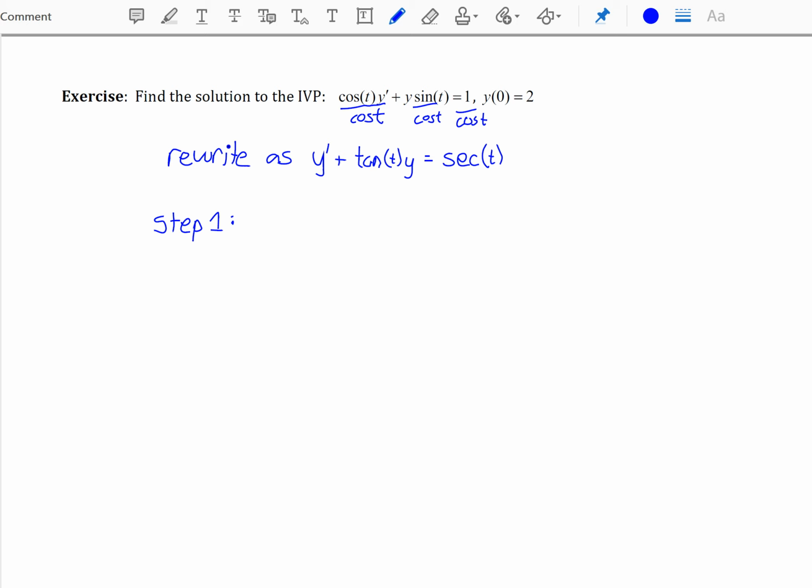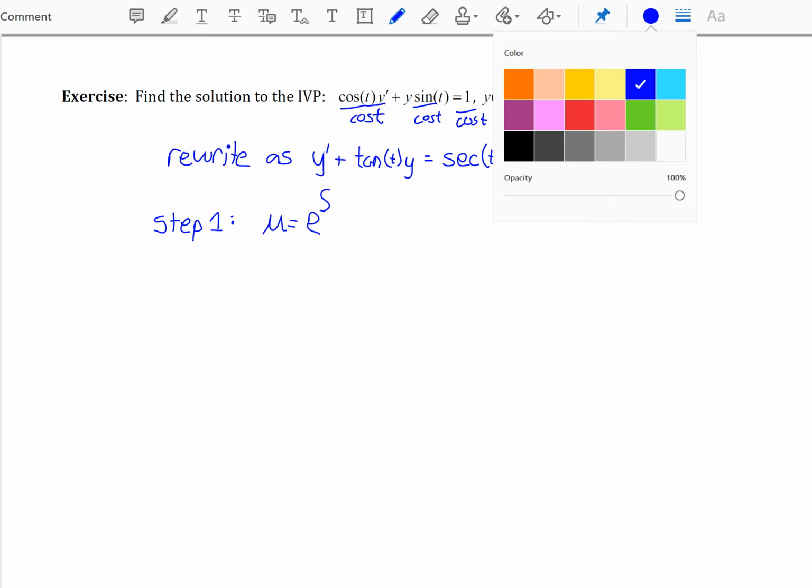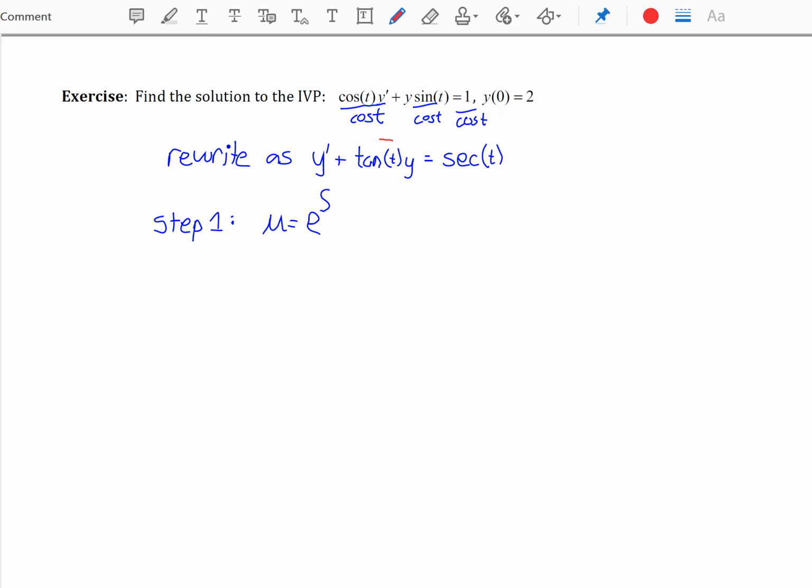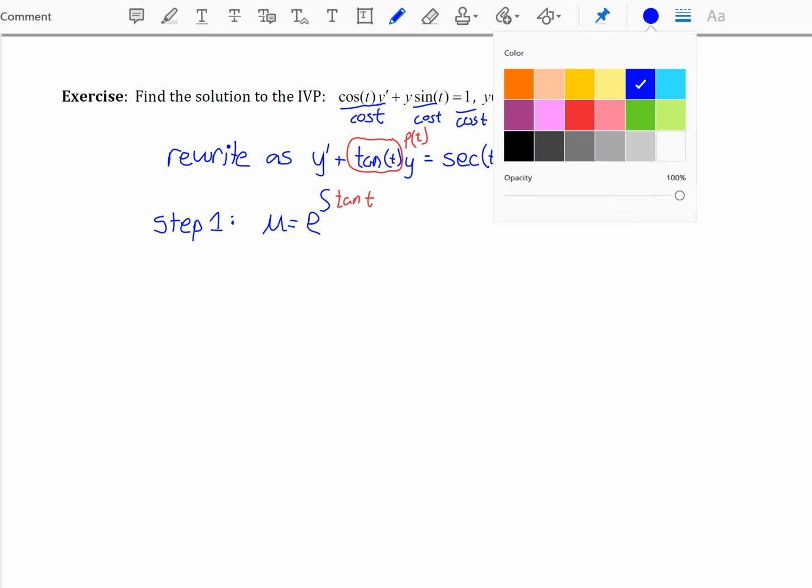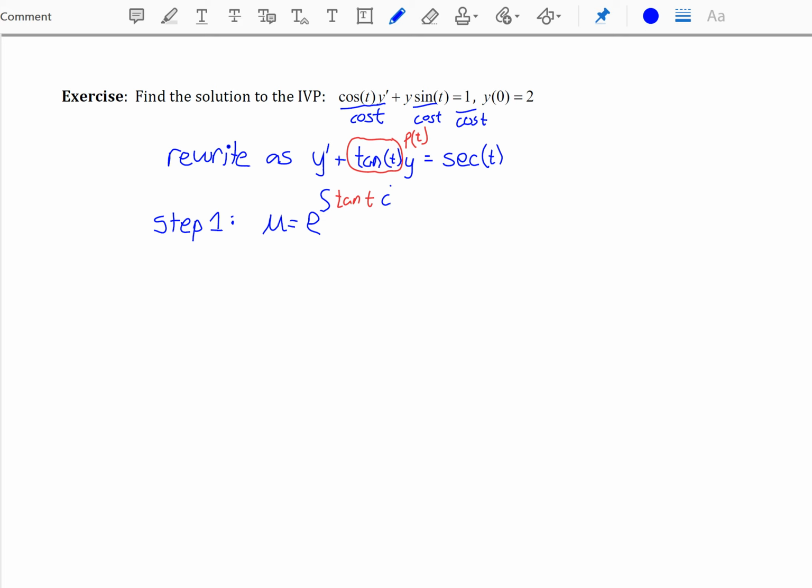Step 1, we want to find our integrating factor. So recall our integrating factor is always mu equals e raised to the integral of p of t. In this example, our p of t is the tangent of t. This is p of t. So we're going to be raising this to the integral of tangent of t dt.